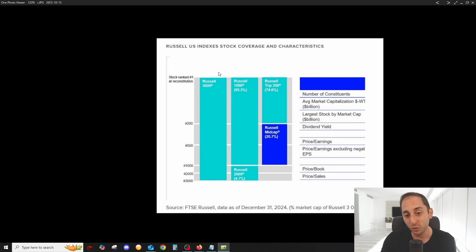Where the Russell 2000 comes in is it's the bottom 2,000 companies that make up the Russell 3000. So you really have the smaller companies. Yes, you do have a lot of companies, 2,000, but it's really the smaller companies in the overall American stock market, or the bottom 2,000 companies in the Russell 3000. So hopefully now that makes sense.